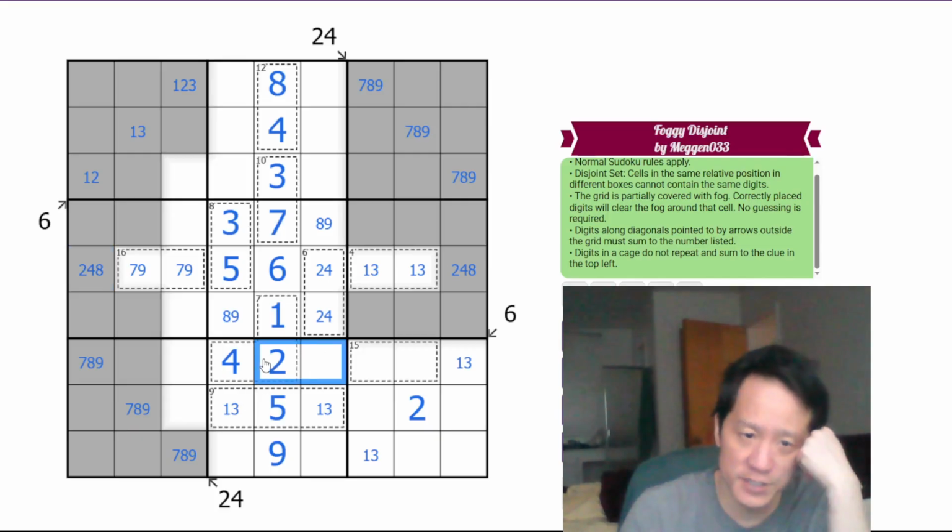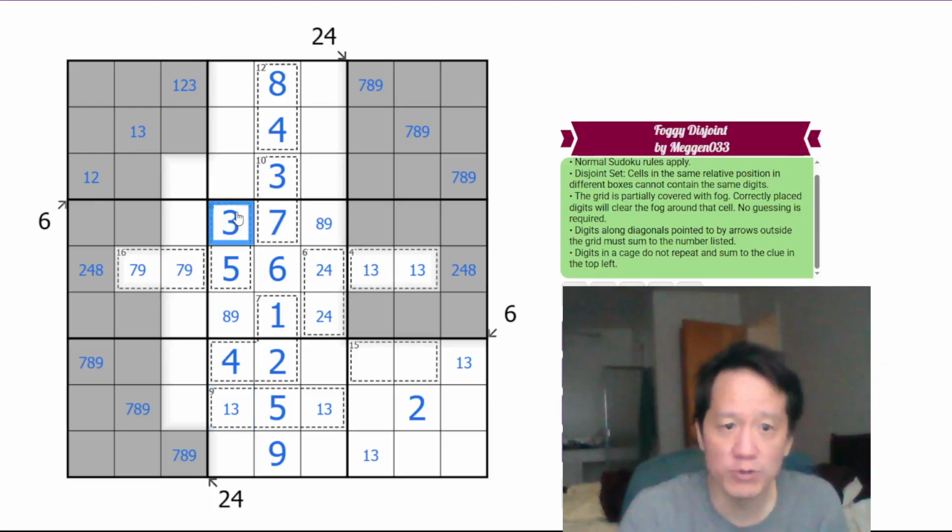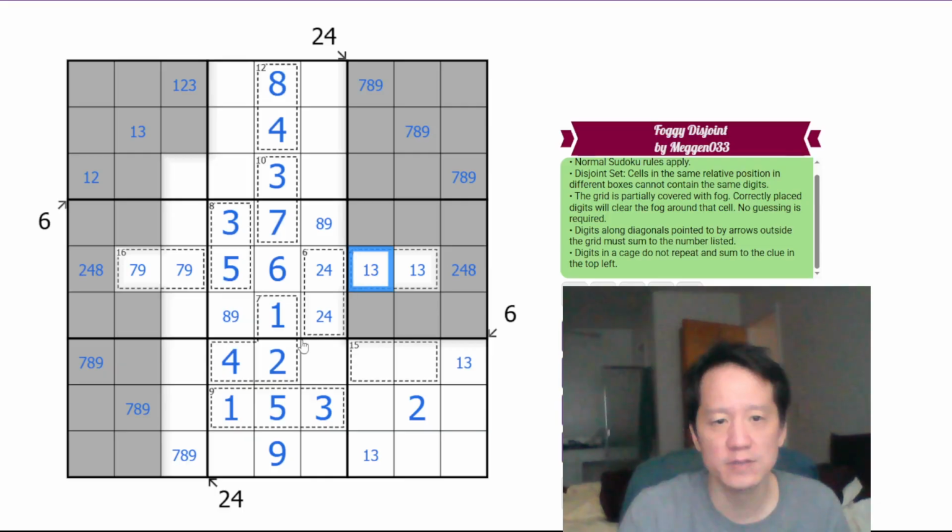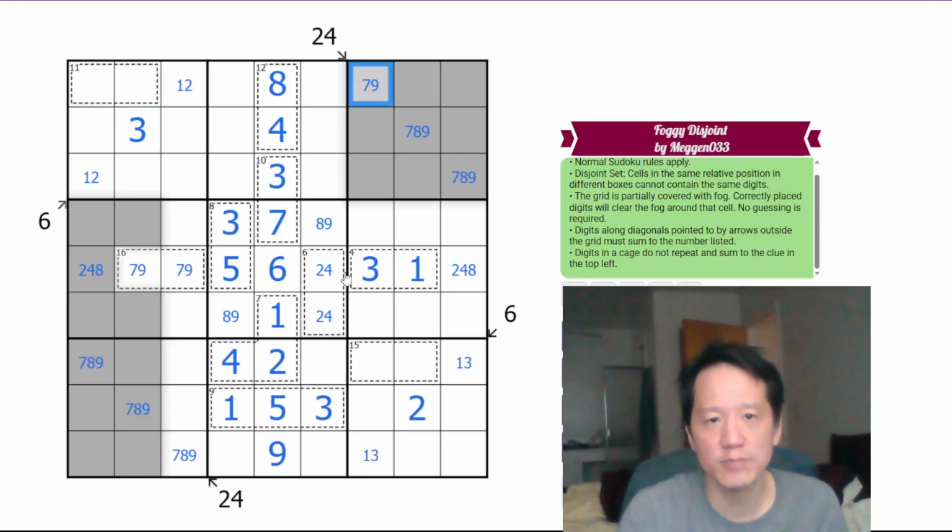What are the remaining digits in... Okay, this can't be 3 because of that 3, so this must be a 1, which makes that a 3. This 1 means this can't be 1 because of disjoint set, because they're in the same position, so this must be a 3, which makes this a 1. This 1, similarly, means this can't be a 1 in disjoint set, so this must be a 3. This can't be 3, this can't be 8.